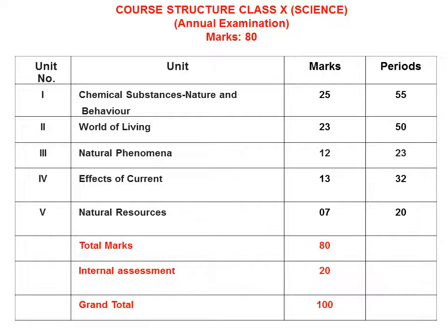Second unit is World of Living, marks 23, periods 50. Unit 3, Natural Phenomena, marks 12, periods 23. Unit 4, Effects of Current, marks 13, periods 32. Unit 5, Natural Resources, marks 7 with periods 20. Hence, total marks for the annual examination will be 80 with internal assessment of 20 marks, and the grand total will be 100 marks for the whole year examination.